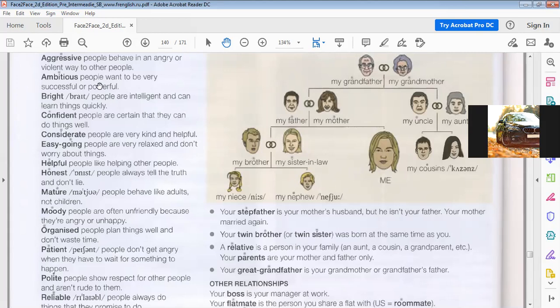All right, so we have ambitious. Okay, can you read ambitious, Rash? Tell us what you think it means from the definition here. People want to be very successful or powerful. So what's this in Arabic? Ambitious.